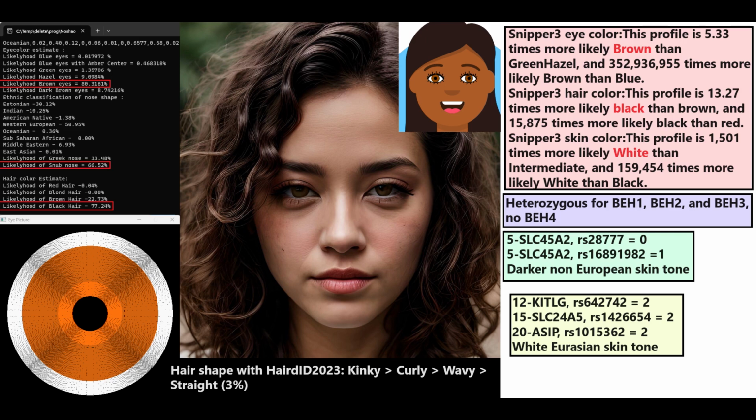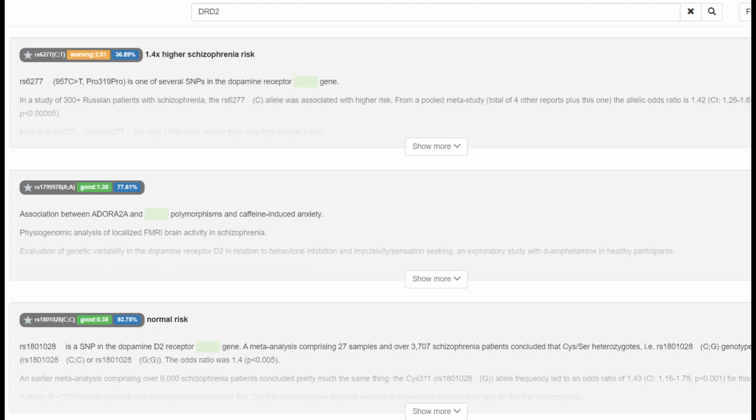She was heterozygous for blue eye haplotype 1, blue eye haplotype 2 and blue eye haplotype 3, and she did not have BH4, so this implies that she had an ancestor that had BH1, BH2 and BH3. Very interesting stuff. When it comes to DRD2's pro-variation, she is heterozygous for it, meaning an intermediate number of D2 dopamine receptors in the brain, an intermediate risk of schizophrenia and other stuff.